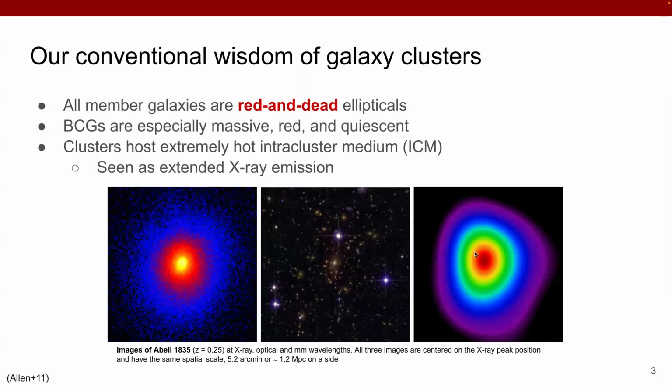What I'm trying to show is that looking at the optical image alone doesn't tell you the whole picture of what the galaxy cluster is doing, because you cannot really see what the ICM is doing just by looking at the optical. And that's why the X-ray is important to actually understand what is happening inside the galaxy cluster, with the BCG and all these member galaxies.